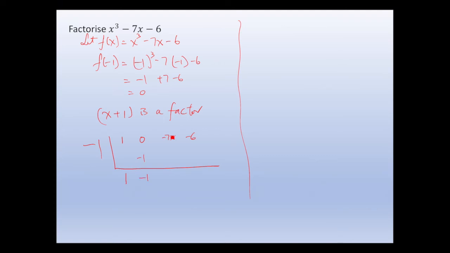Therefore, the synthetic division, divide by minus 1. Bring 1 down. So, minus 1 times 1 is minus 1. 0 plus minus 1 is minus 1. And minus 1 times minus 1 is plus 1. Minus 7 plus 1 is minus 6. Minus 1 times minus 6 is actually 6. Minus 6 plus 6 gives you 0.